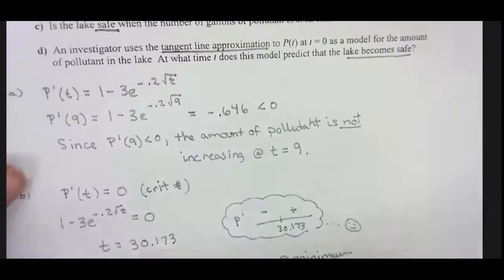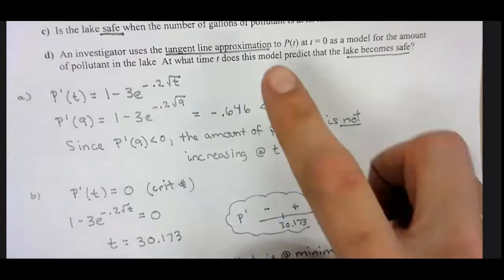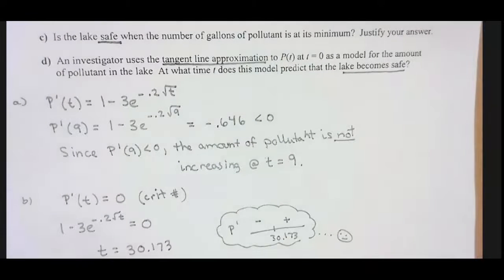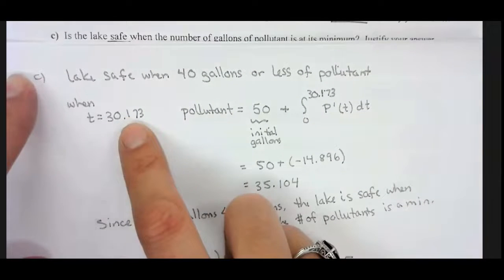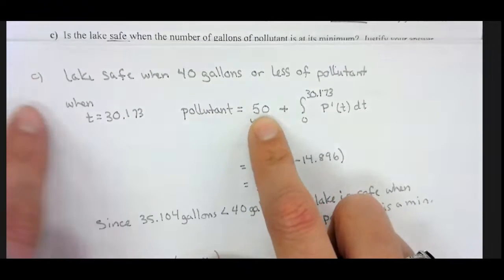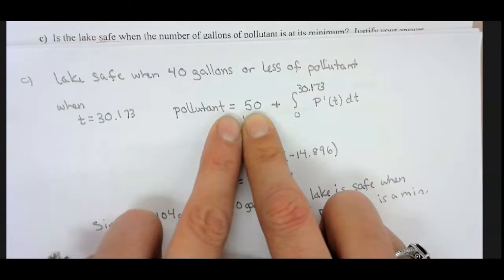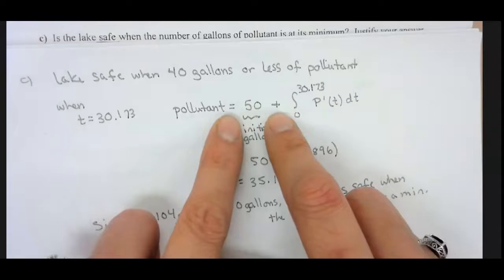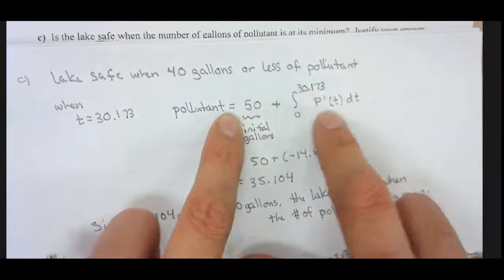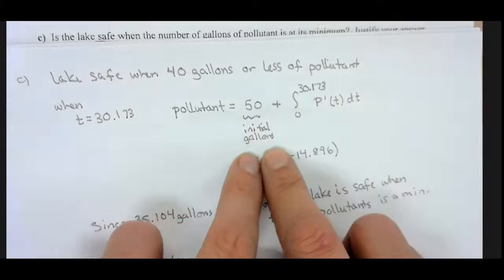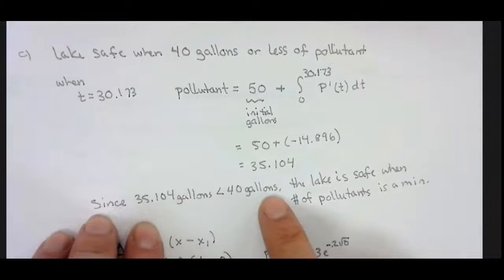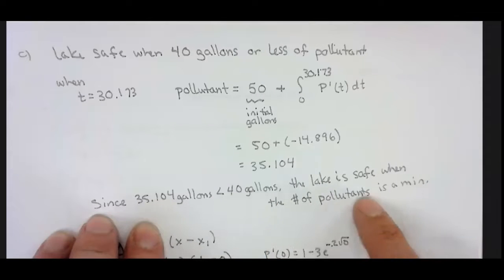Part C, is the lake safe when the number of gallons of pollutant is at its minimum? Is the lake safe? Yeah, sure, why not? The lake is safe when it's 40 gallons or less. So at t equals 30.173, the pollutant is equal to the initial plus the amount removed, because this would be the amount of pollutant being removed. Since 35.1074 is less than 40, the lake is safe when the number of pollutants is at a minimum.